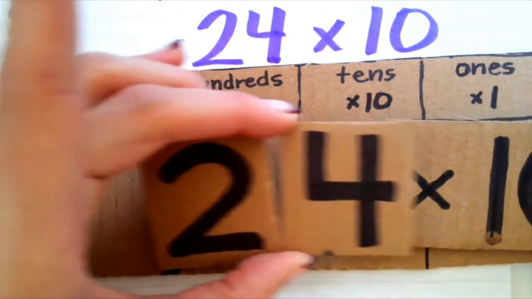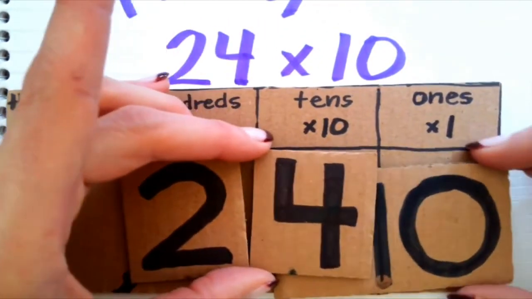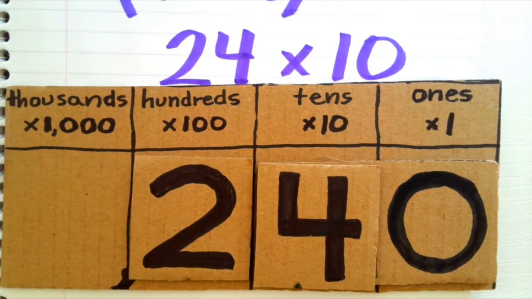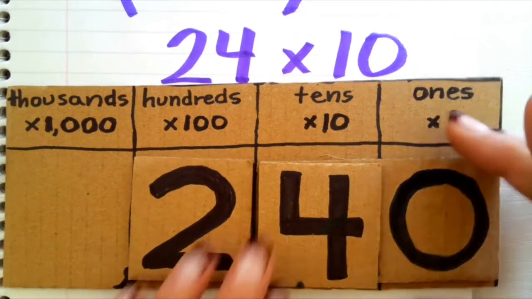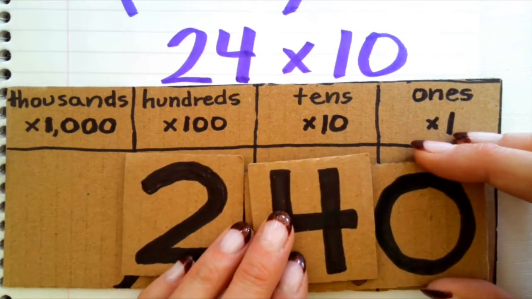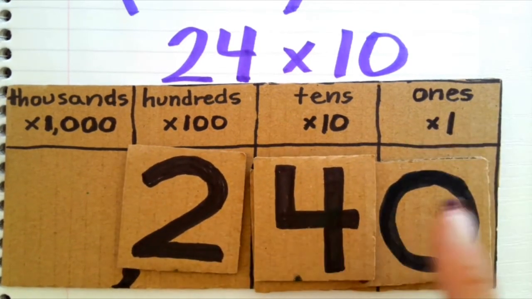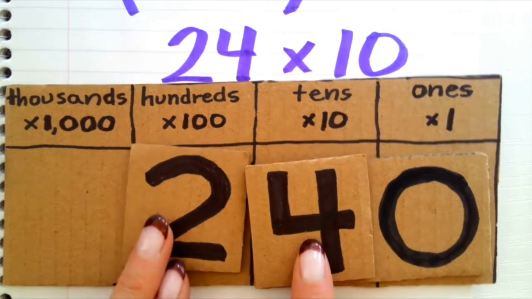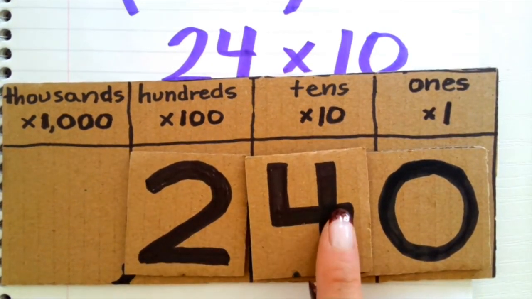24 times 10 is, what is it? 240. This was 2 10s, or 20. When you multiply 20 times 10, it becomes 200. This 4 was 4 1s. When you multiply 4 times 10, it becomes 40. So now we have 240.